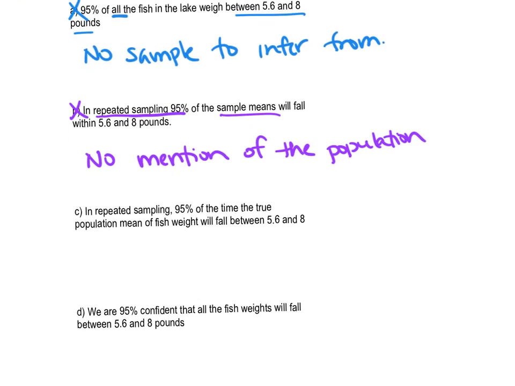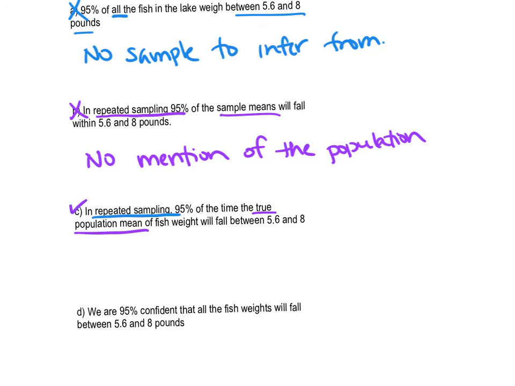Well, let's look at C. In repeated sampling, so there goes the sample part again, 95% of the time, the true population mean a fish will fall between 5.6 and 8 pounds. Now we mentioned the population. This talks about a sample and it talks about a population. So we'll keep this answer as being correct because it talks about the two things we're looking for.